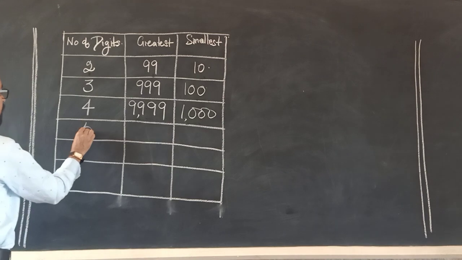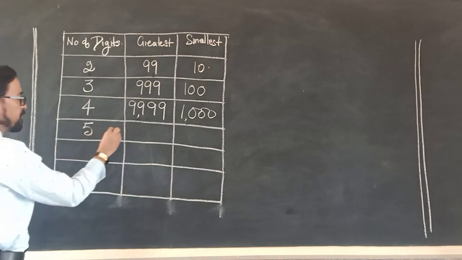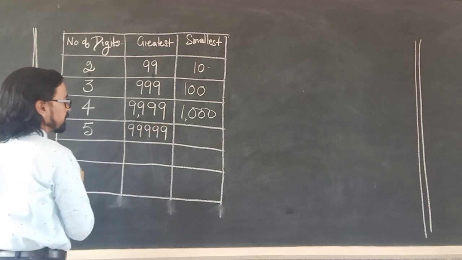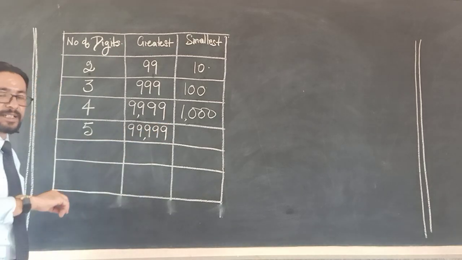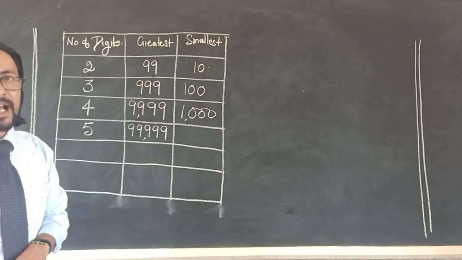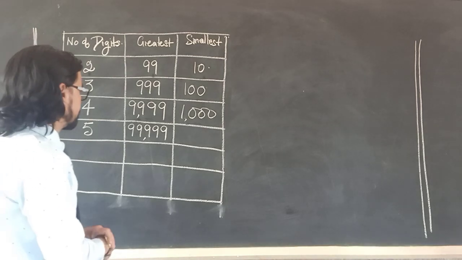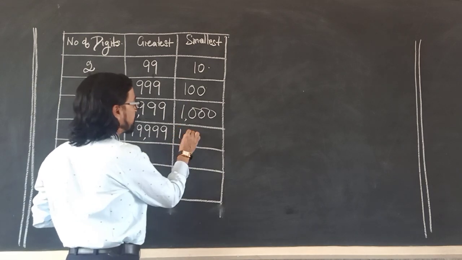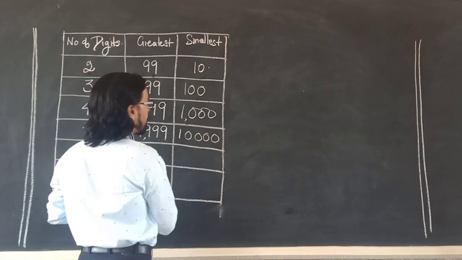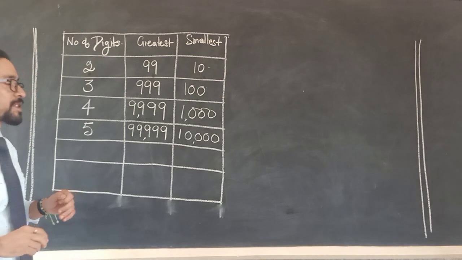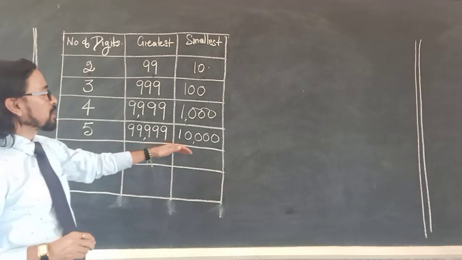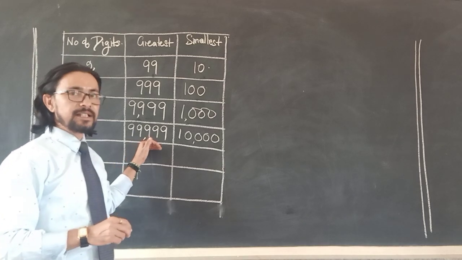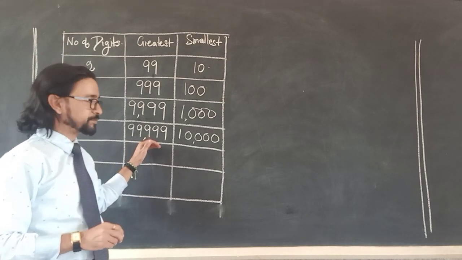Let's go to 5. 5 will have 5 nines, 1, 2, 3, 4, 5. And put the comma here, it's 99,999. When I come to a 5-digit smallest number, it will be 1 with 4 zeros. And I put the comma, it becomes 10,000. So 10,000 is the smallest 5-digit number, and 99,999 is the largest 5-digit number.